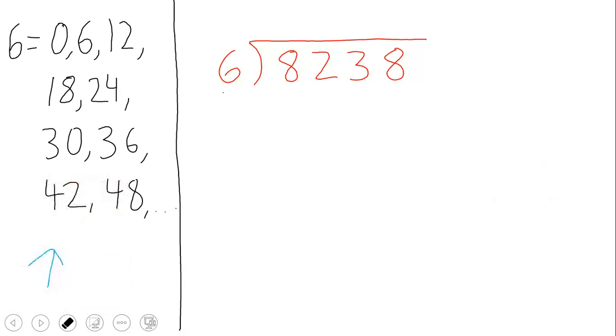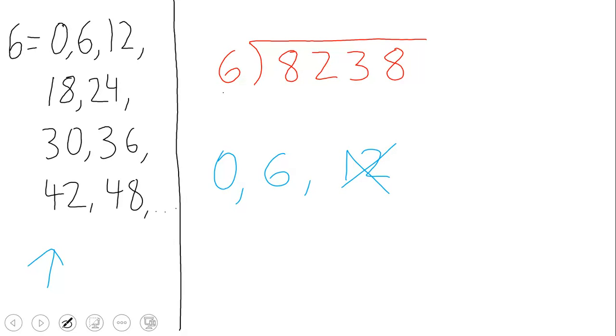Okay, so we have here 0. 0 is a multiple of 6, like we have here. And it's less than 8, so that's good. 6 is a multiple of 6, and it's also less than 8. 12 is a multiple of 6, but 12 is not less than 8, so we're not going to include that.